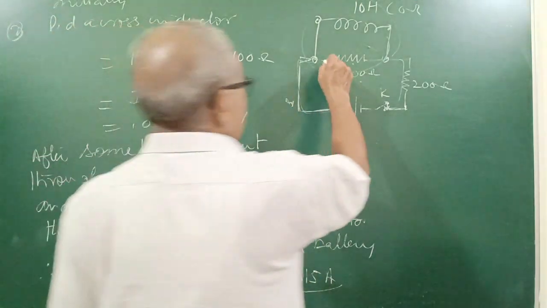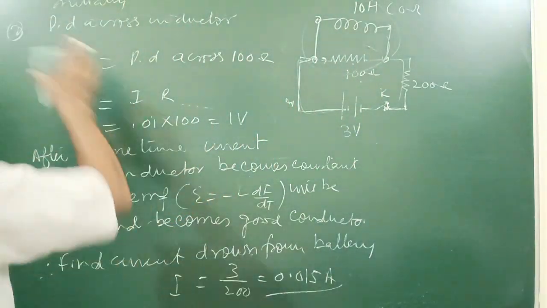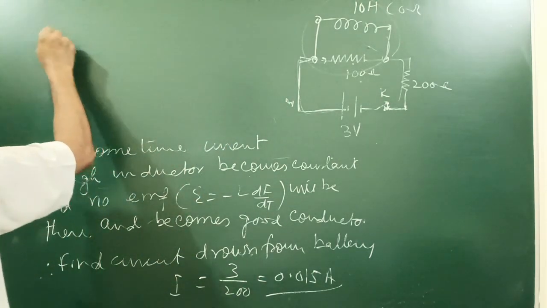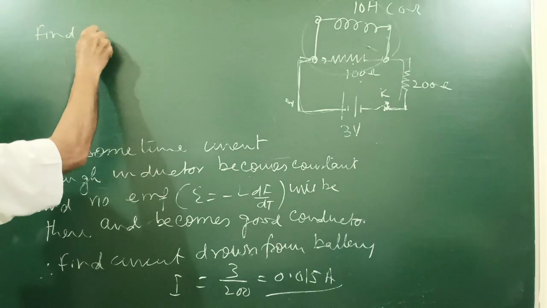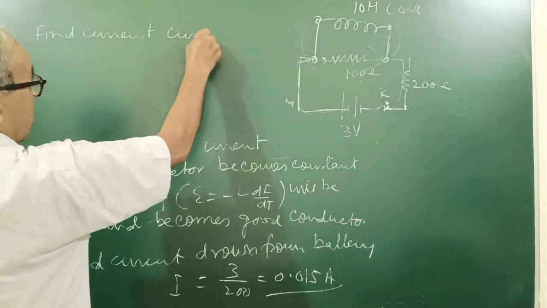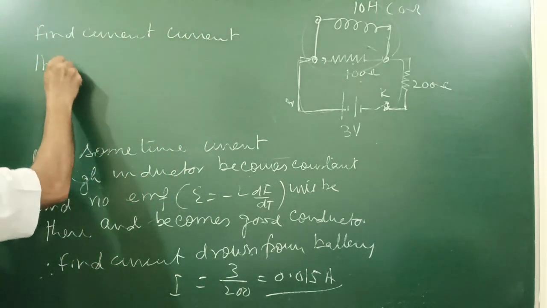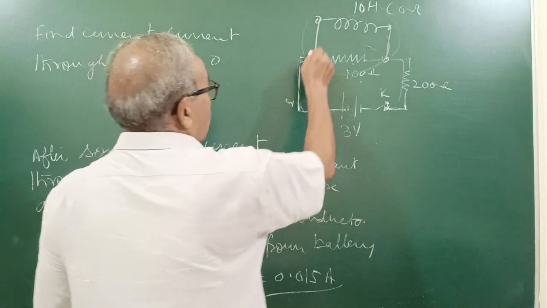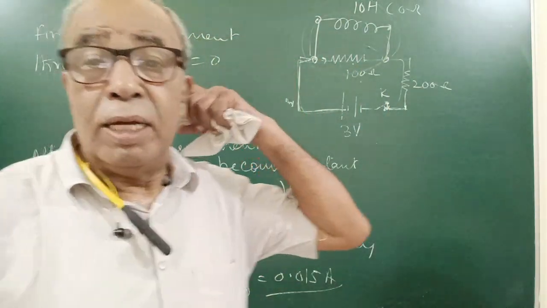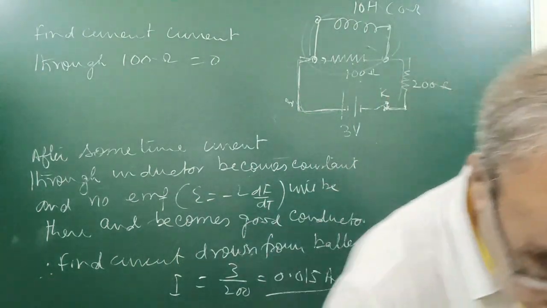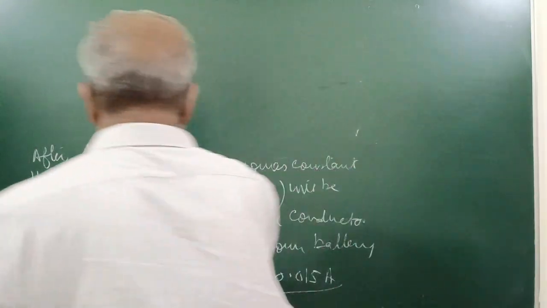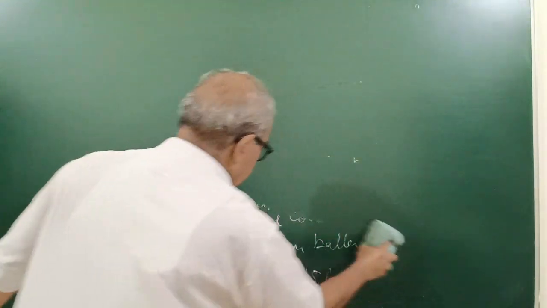Then you are asked finally what is the current flowing through this. Finally the inductor becomes a good conductor with zero resistance because there is no back EMF. So the final current through the 100 ohm is equal to 0, because the inductor offers no resistance, so current flows through the path in which it experiences no resistance. Please solve these questions yourself at home. These are model questions. There is one more question here.